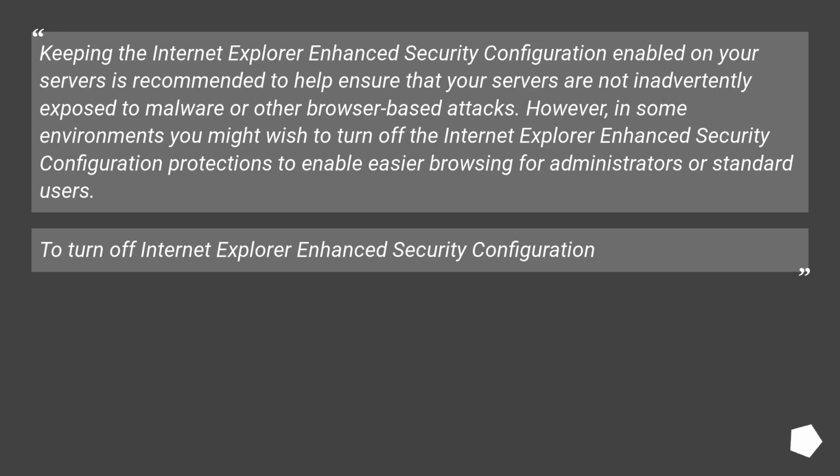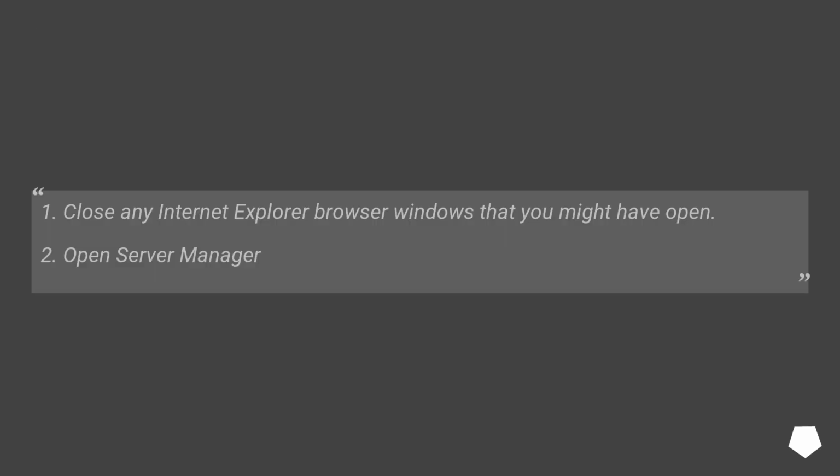Keeping the Internet Explorer Enhanced Security configuration enabled on your servers is recommended to help ensure that your servers are not inadvertently exposed to malware or other browser-based attacks. However, in some environments you might wish to turn off the Internet Explorer Enhanced Security configuration protections to enable easier browsing for administrators or standard users. To turn off Internet Explorer Enhanced Security configuration, close any Internet Explorer browser windows that you might have open.